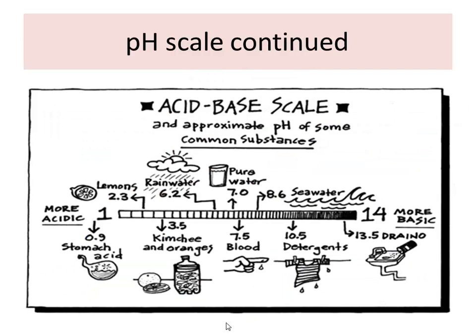Here's another one. This actually gets some numbers here. We have basic, like drain cleaners, 13.5. Blood, about 7.5. Seawater is fairly basic. Oranges are acidic. Rainwater tends to be slightly acidic. Stomach acid, believe it or not, is acidic.